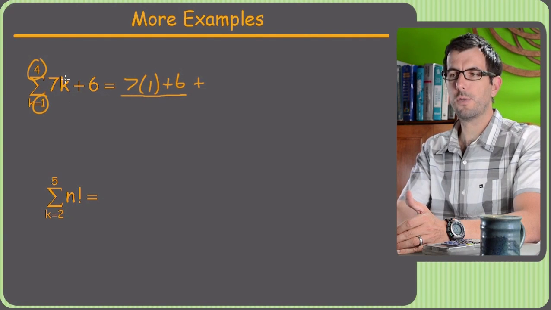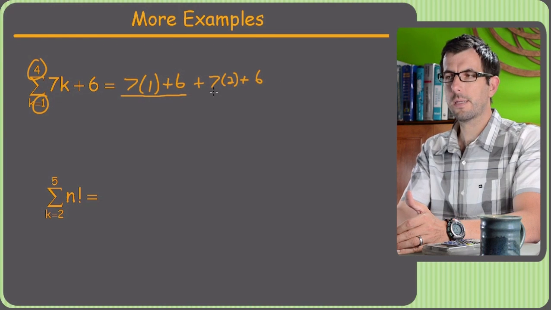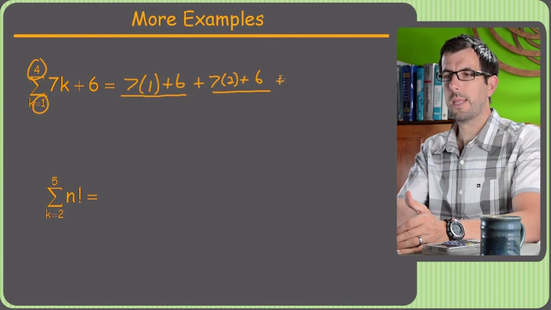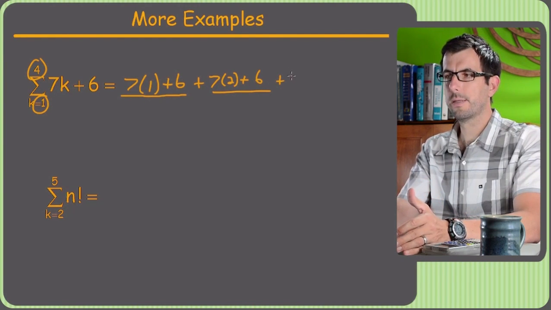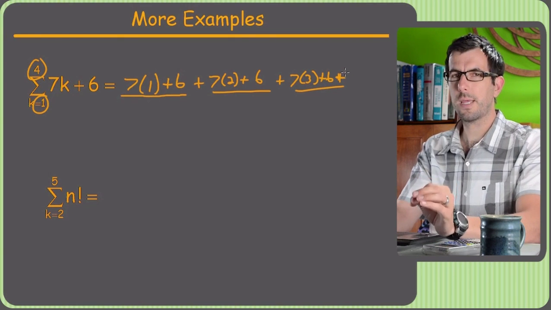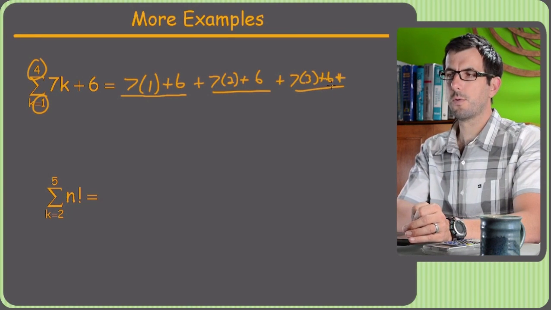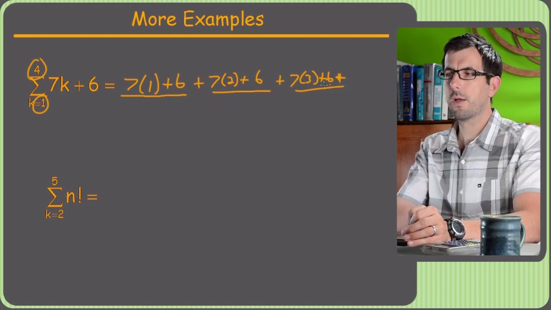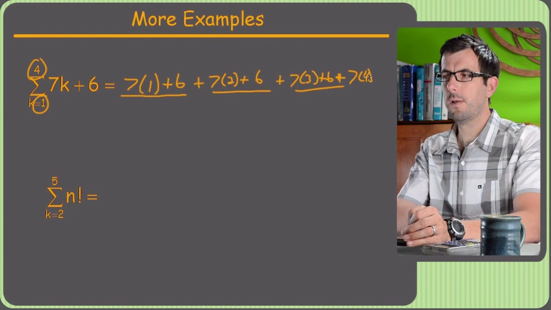Well, I plug in 2 for k, so I get 7 times 2 plus 6. Now I'm going to plug in 3 for k. 7 times 3 plus 6. I'm just underlining them to make it more obvious to you where each term starts and stops. Plug in 4 and we get 7 times 4 plus 6.